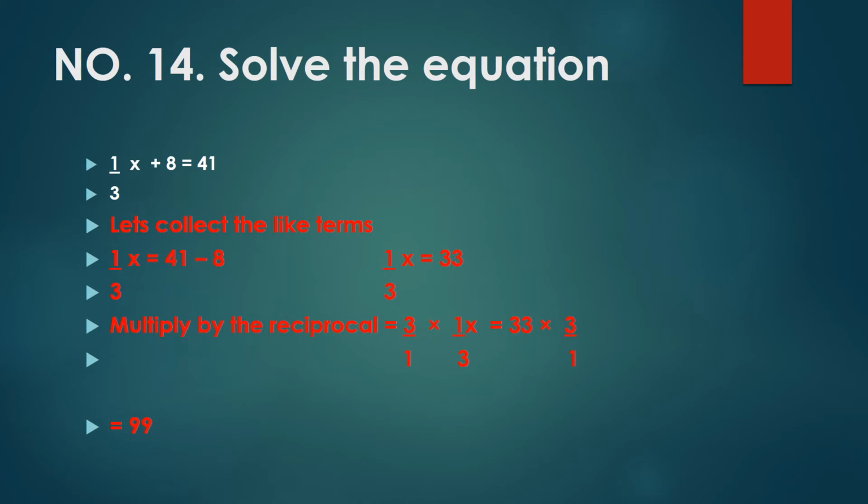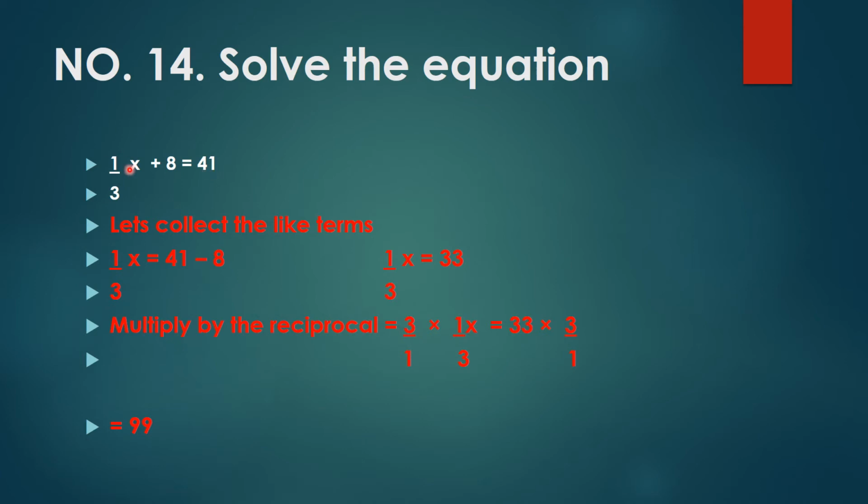Another question that you're going to revise today is question number 14. Solve the equation 1 over 3x plus 8 is equal to 41. So this is the equation. We want to find the value of x. But before we find the value of x, let's collect the like terms first. Remember, I told you a number and a number, they are like terms.